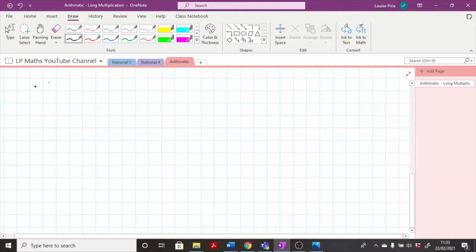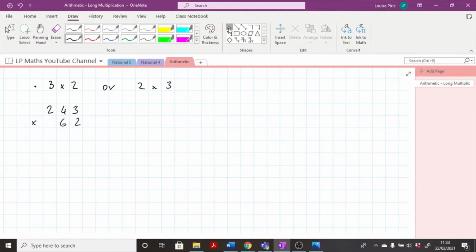Okay, so we're looking at the next stage where you have a 3 by 2 or a 2 by 3. Now what do I mean by that? I mean a hundreds number is multiplied by a tens number, or a tens number multiplied by a hundreds number. So I'll give you 2 examples here. We're going to go with 243 times 62.